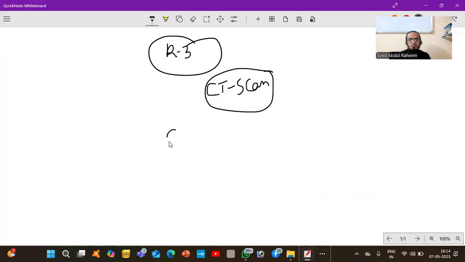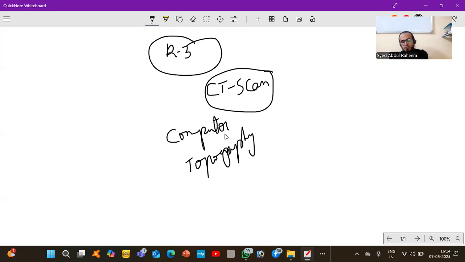CT, we know, is computer. From T, we know as topography. Why is the name given? Topography, sorry, not topography. Tomography.